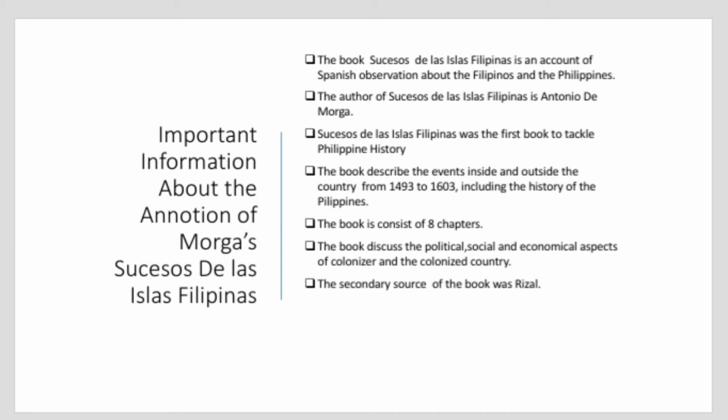So, the book consists of 8 chapters. Matatalakay natin mamaya kung ano yung 8 chapters ng Sucesos de las Islas Filipinas. The book discussed the political, social, and economic aspects of the colonizer and the colonized country. And the secondary source of the book was Rizal.